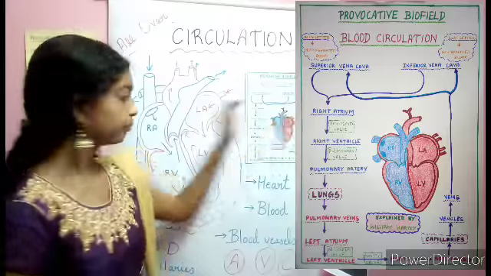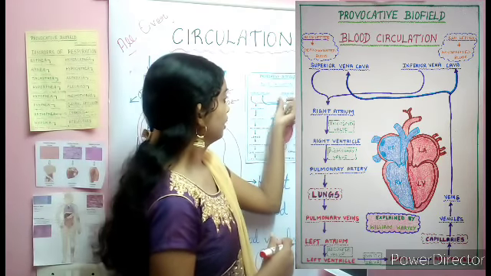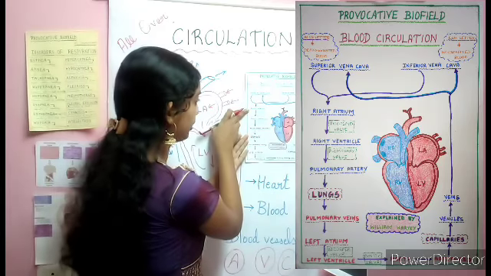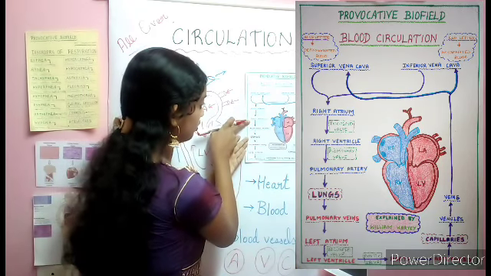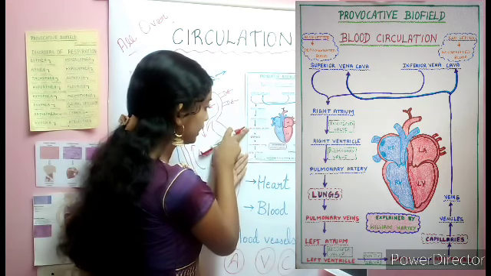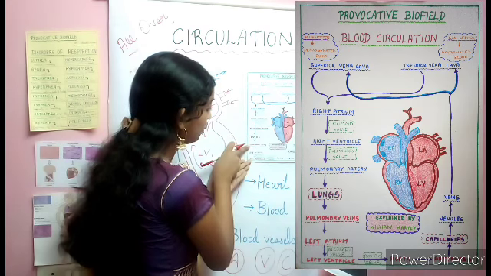This is how your blood circulation works, and this is the flow chart of it. Let's revise your blood circulation again. Superior vena cava, inferior vena cava. The deoxygenated blood from these two veins reaches the right atrium. Through the tricuspid valve it reaches the right ventricle. Through the pulmonary valve it reaches the pulmonary artery. From that it goes to the lungs. Then oxygenated blood comes through the pulmonary veins.